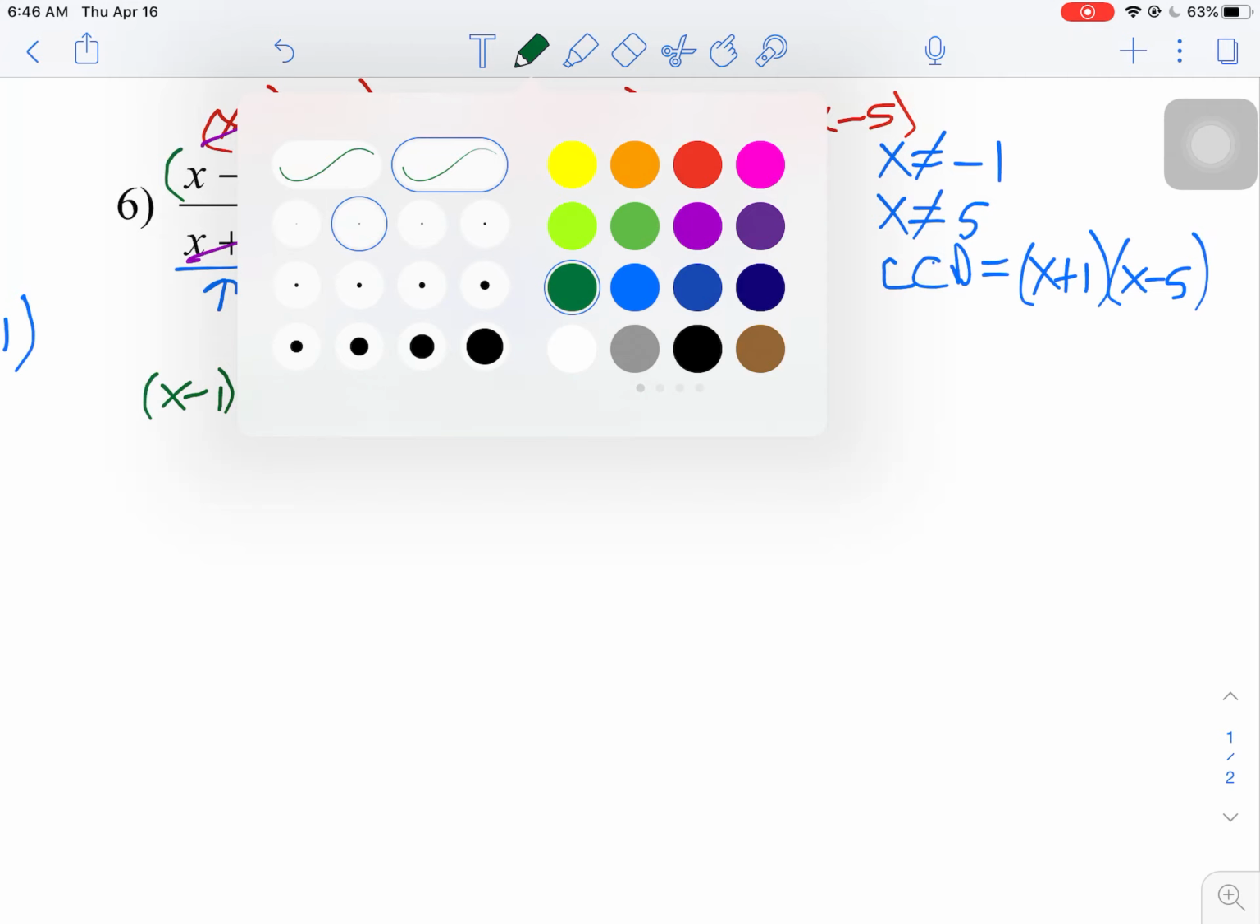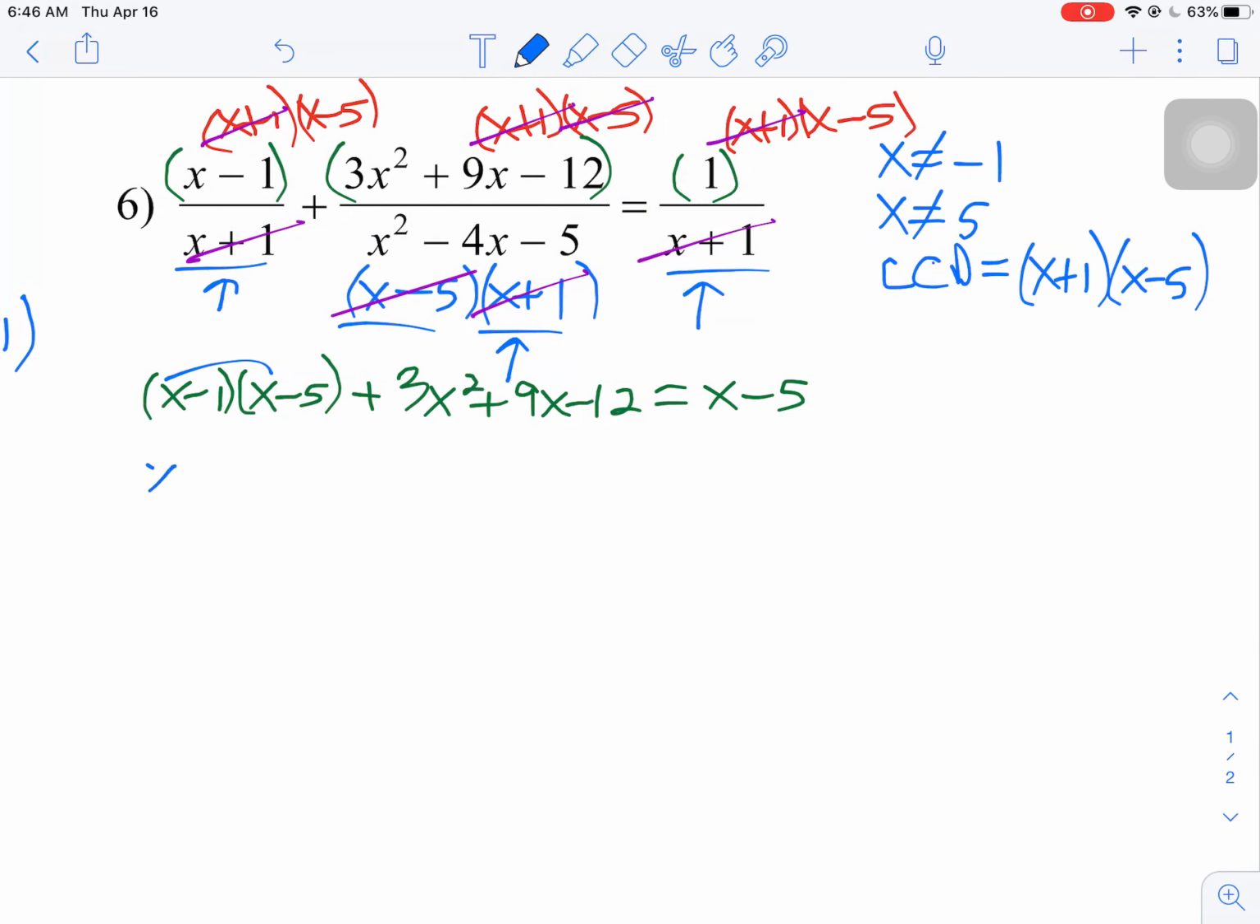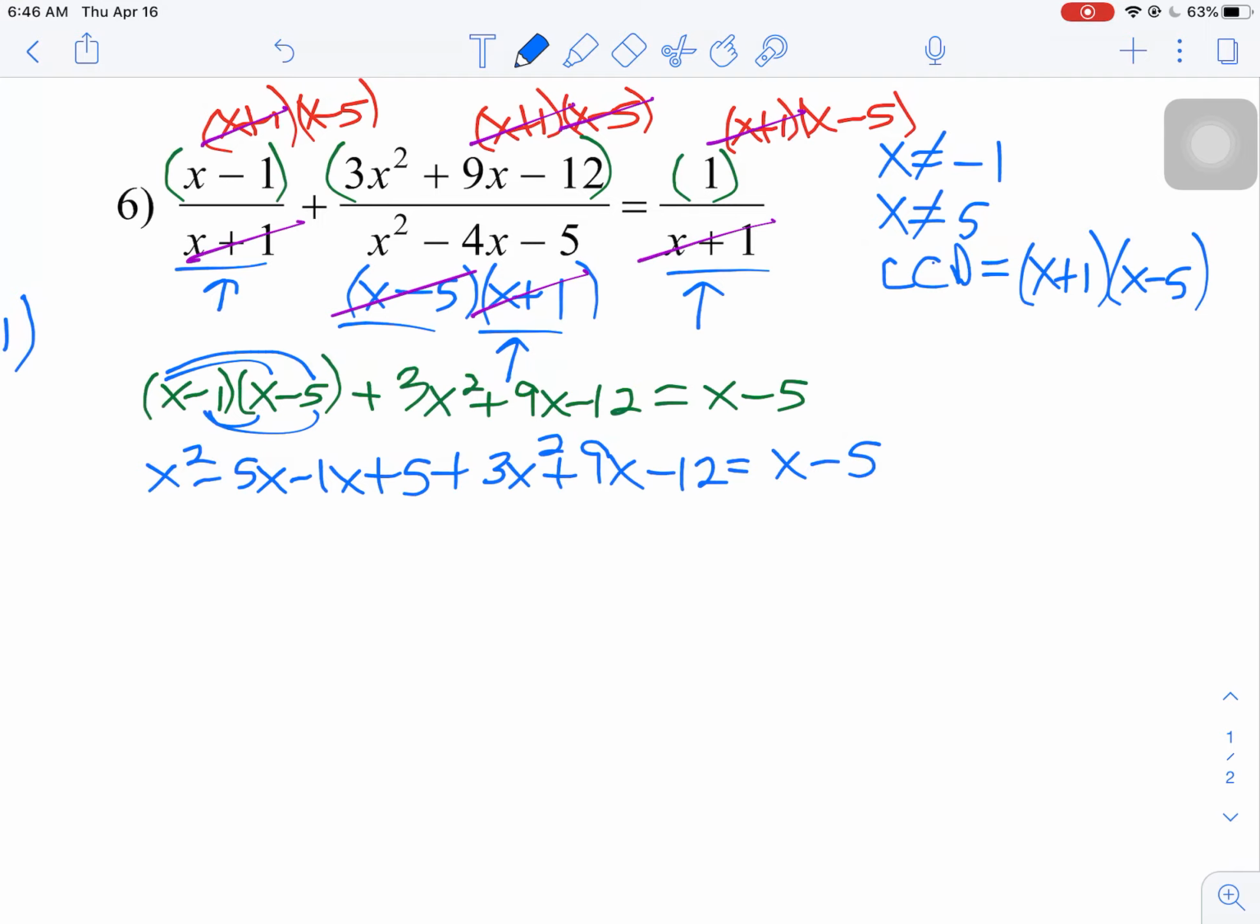So I guess the only really obnoxious thing is way up at the front here. We need to FOIL. So first times first is x squared. Outside times outside is -5x. Inside times inside is -1x. Last times last is 5. And then we'll drag down everything else and combine like terms and solve for x.